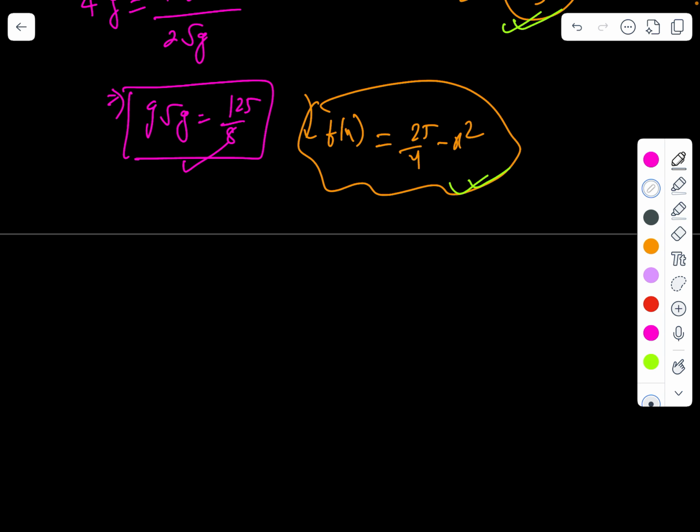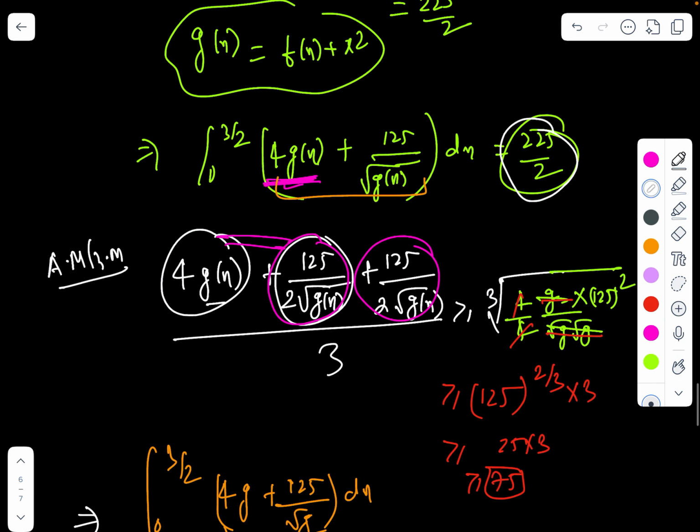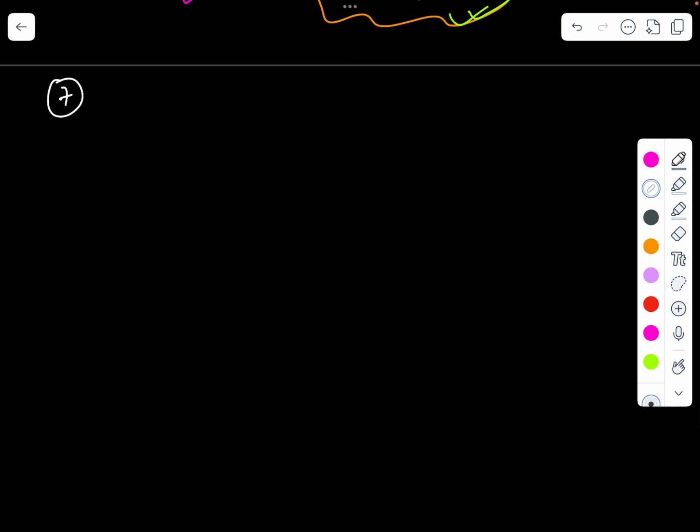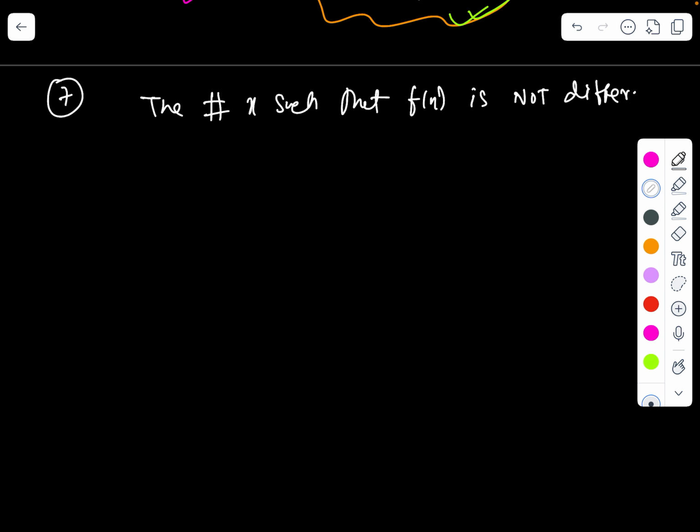There was one more question which we had also included in ideas in our theme book. So let's try this problem. It's based on differentiability. So we have to find the number of values of x such that f of x is not differentiable. So let's see how many questions we have.